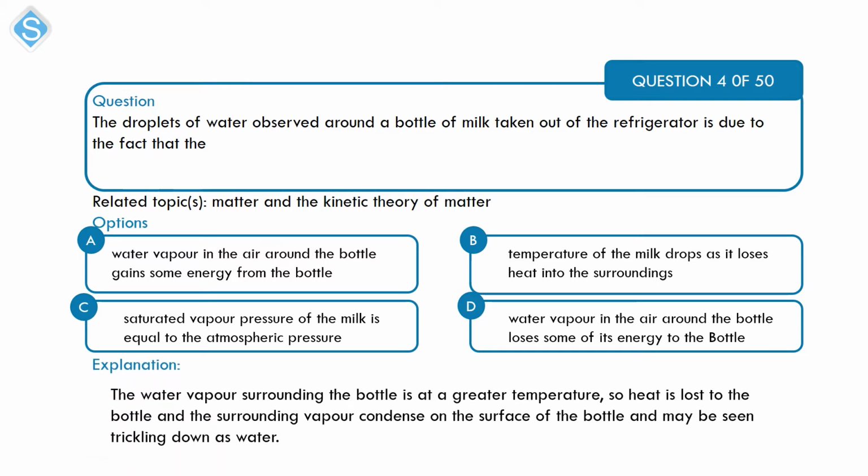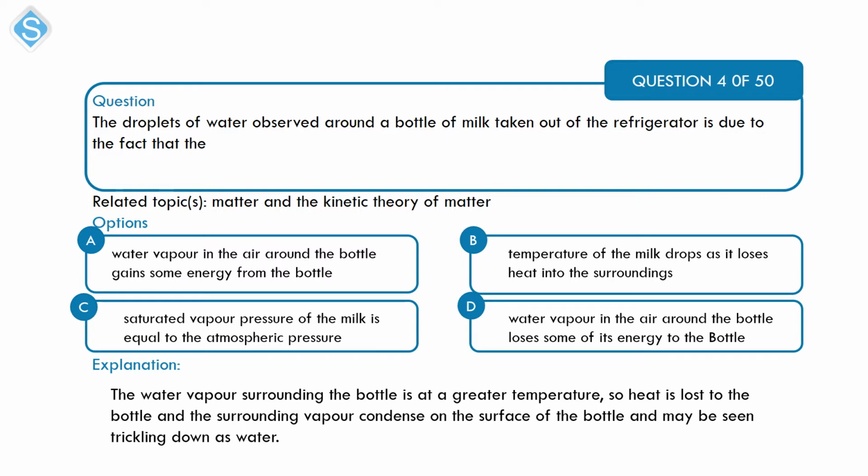Okay, so here's what happened. The water vapor that is around the bottle is at a greater temperature, right? Because it's in a gaseous form, right? So it's at a greater temperature. Now what happens is it loses some of its heat. It loses it to the bottle. It is transferred from a hot body to a colder body. So it loses some of its heat to the bottle, and the surrounding vapor then condenses.